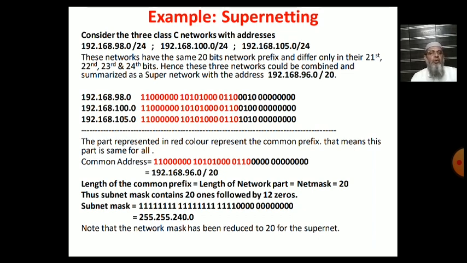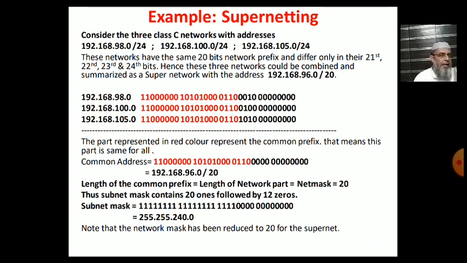Next, you can see we have converted these IP addresses, these network addresses, into binary numbers, starting with 192.168.98.0. We can see these three addresses have common bits, shown in red. We have separated the common bits. Now 20 common bits are there. After 20 bits, the bits change. So we have separated 20 bits. That will become the network bits, the network ID.